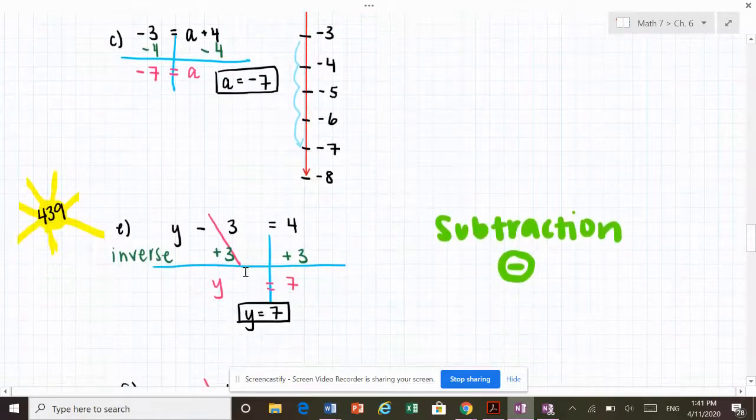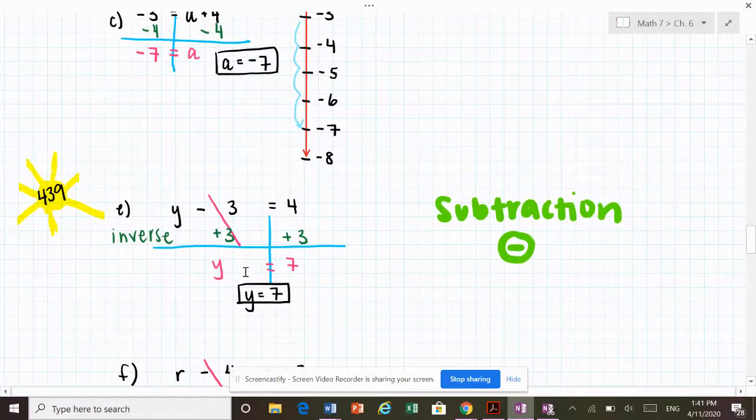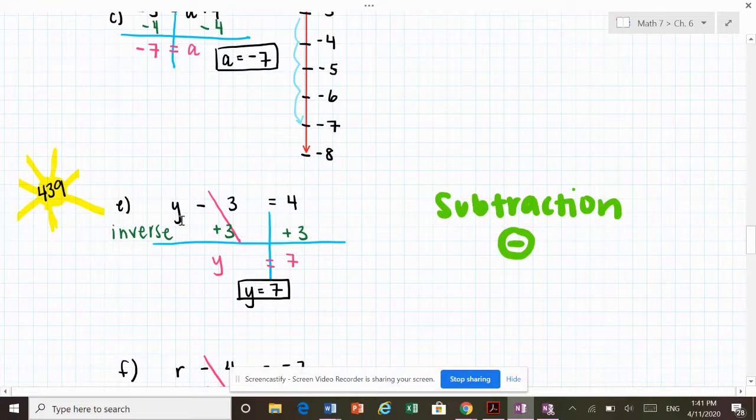On the next page, we have 439. And we are subtracting. So example E says y minus 3 equals 4. Because I'm subtracting, I'm going to do the inverse, which is addition. What you do to one side, you do to the other. Negative 3 plus 3 is 0. 4 plus 3 is 7. So that gives me y equals 7.